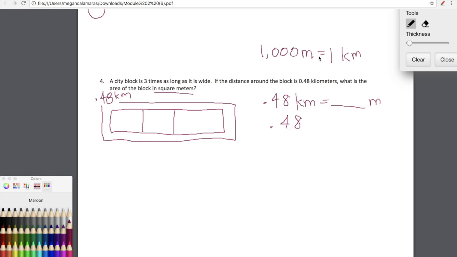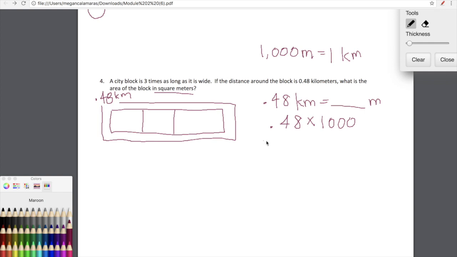So if we have much less than a kilometer, how many meters do we have? Or let's think about it like this. We're trying to convert 0.48 kilometers into meters. So all we really have to do, you guys, is multiply 0.48 times 1,000, because we're looking for meters, and there are 1,000 meters that live inside 1 kilometer.